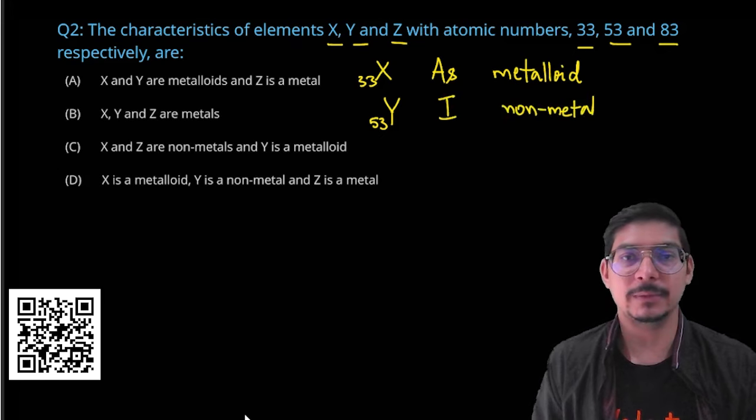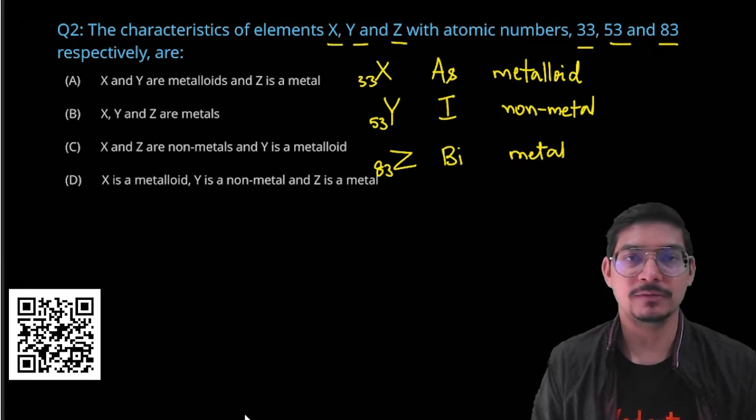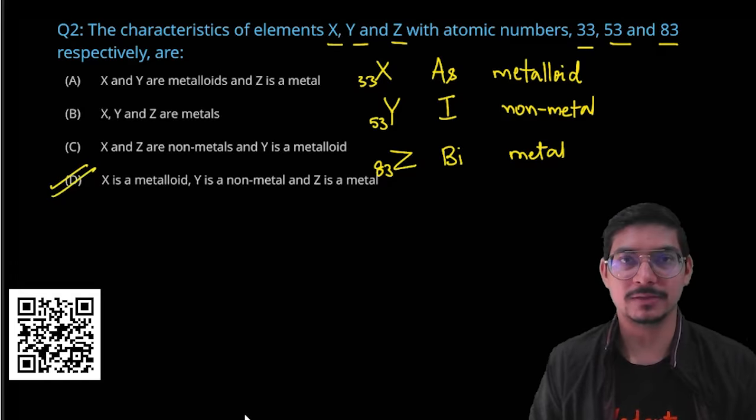And lastly, the element Z has the atomic number 83. This element is bismuth, which is a metal in group 15 elements. So X is a metalloid, Y is a non-metal, and Z is a metal. So option D is the correct answer to this question.